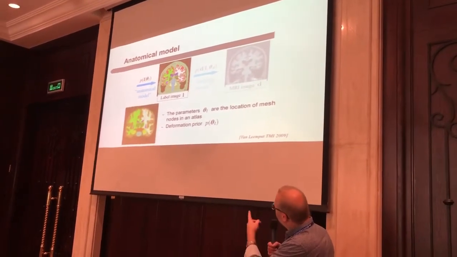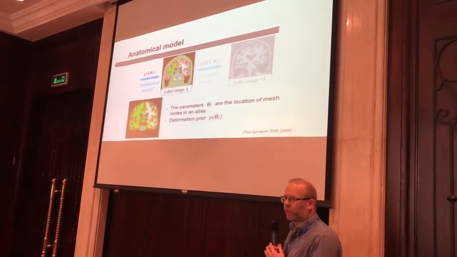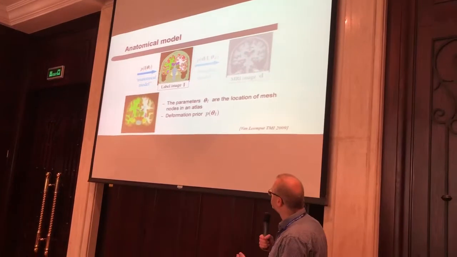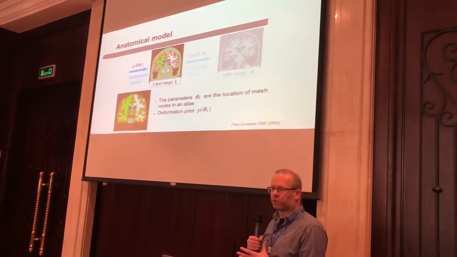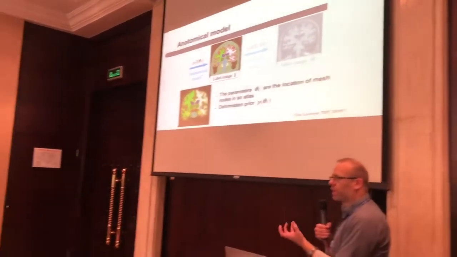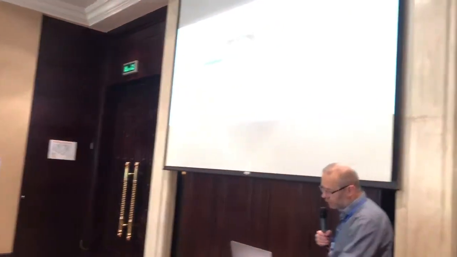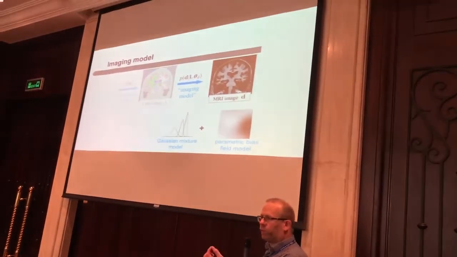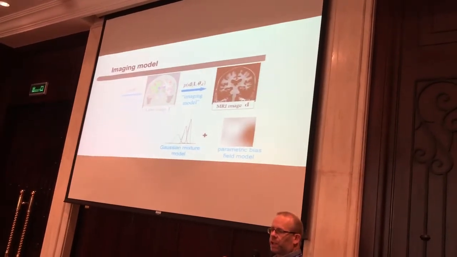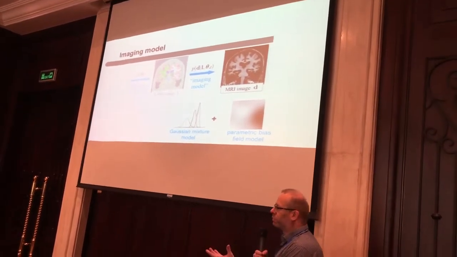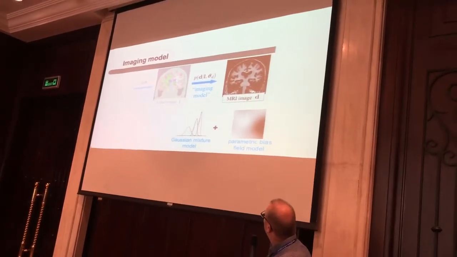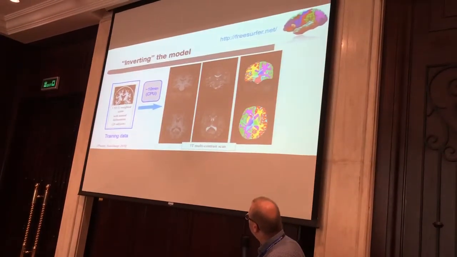We have a prior anatomy that's learned from 20 manually segmented cases, and it lives on a tetrahedral mesh that can deform in certain ways, and we know the average shape across individuals. And then we have these Gaussian mixture models. For every label, there is a Gaussian mixture model with unknown parameters, and there is a model for the bias field. And if you do that, then you can do stuff like this.